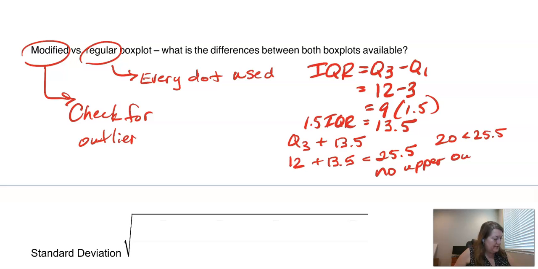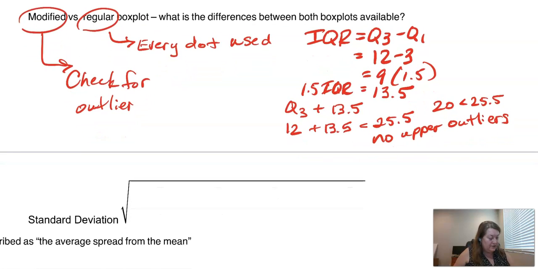Okay, and if I wanted to check the lower outliers, I would have started with Q1 minus 13.5. 1 minus 13.5 would be a negative 12.5, right? So I don't think we're going to have any numbers that are lower than negative 12.5, okay? All right, so this one shows the outliers, the modified one. The regular one does not.